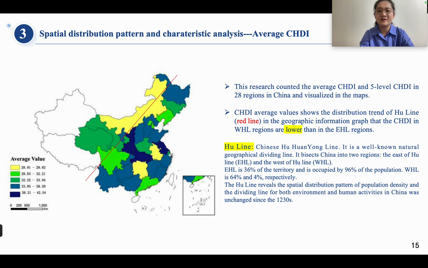EHL is 36% of the territory and is occupied by 96% of the population. WHL is 64% and 4%, respectively. The Hu line reveals the spatial distribution pattern of population density, and the dividing line for both environment and human activities in China has been unchanged since the 1930s. So in the left figure, we can see the geographic information graph. The CHDI in WHL regions is lower than in the EHL regions.